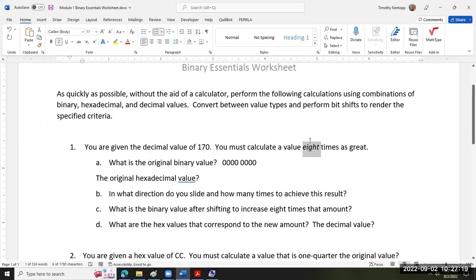Let's see. 2 to the 0 power is 1. 2 to the 1 power is 2. 2 to the 2 power is 4. 3, 4, 5, 6, 7. 2 to the 7th is 256, right? That's why you need to kind of become very familiar with this.